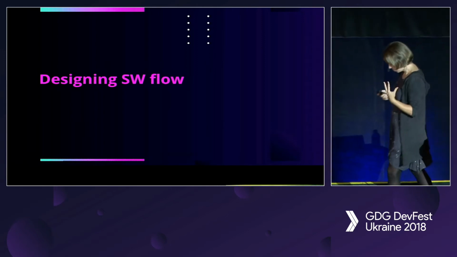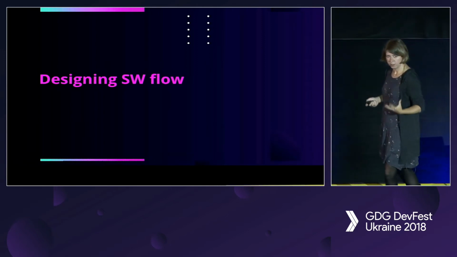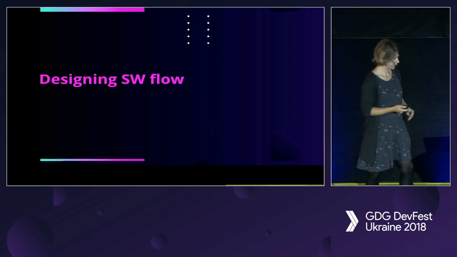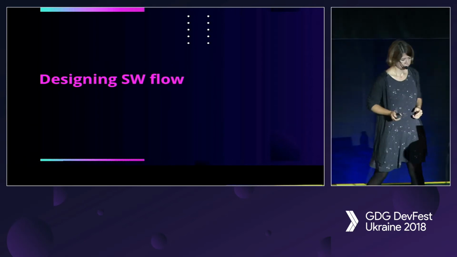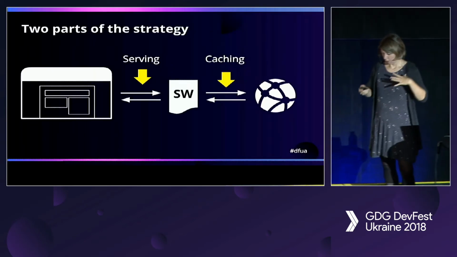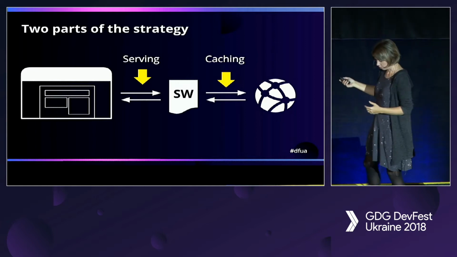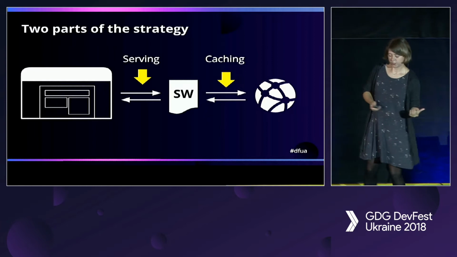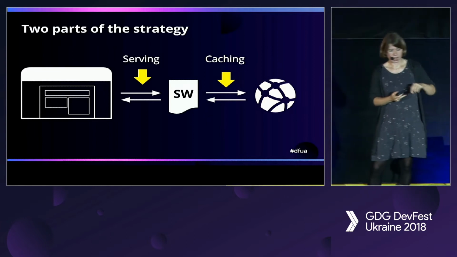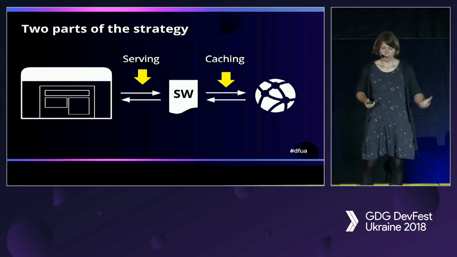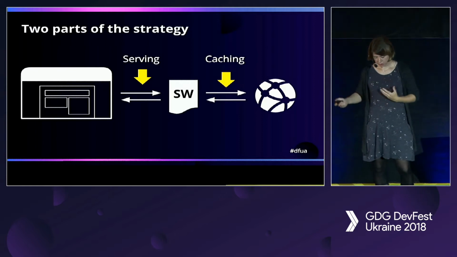Okay, so let's talk about creating this plan. Let's talk about designing the service worker flow. Service worker sits in the middle between the web page and the network. So there are two parts of the strategy. One is how it talks to the web page, and the other part is how it talks to the network.